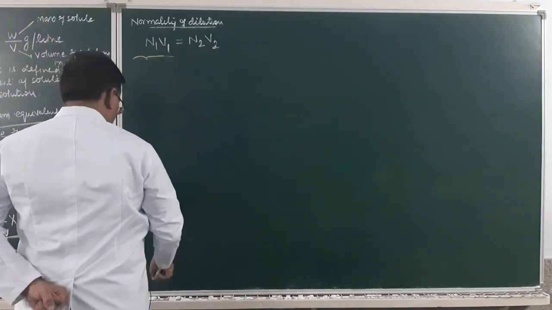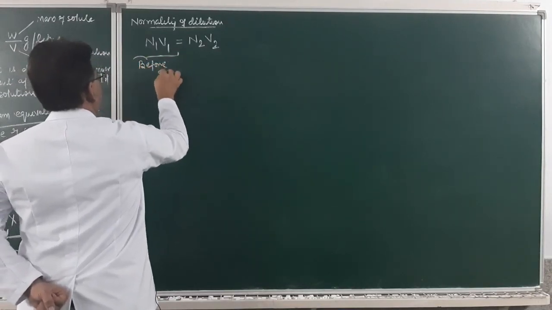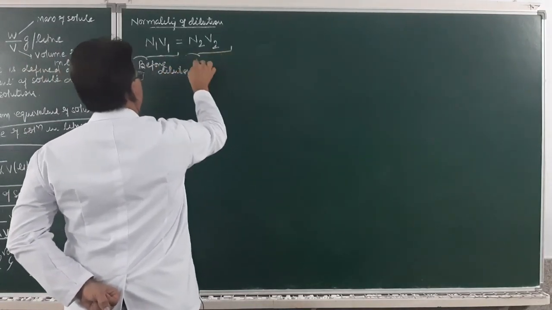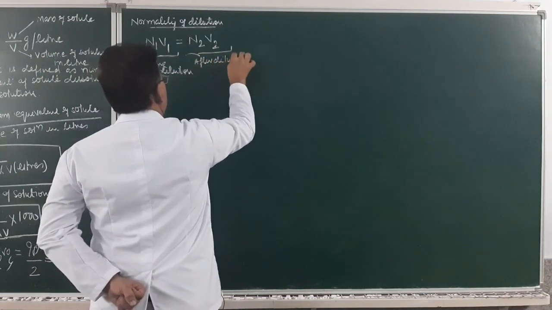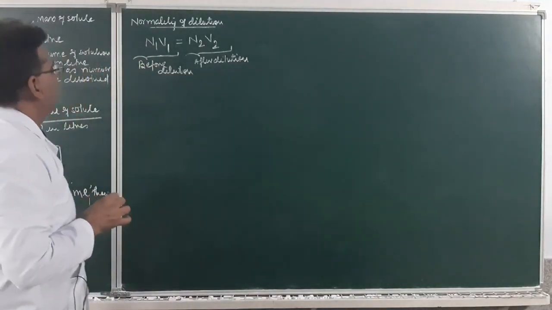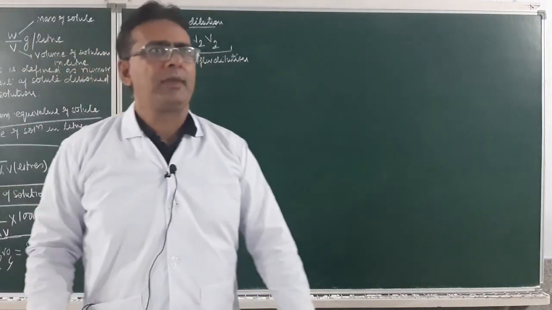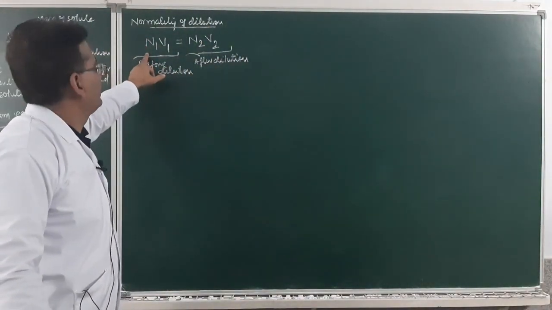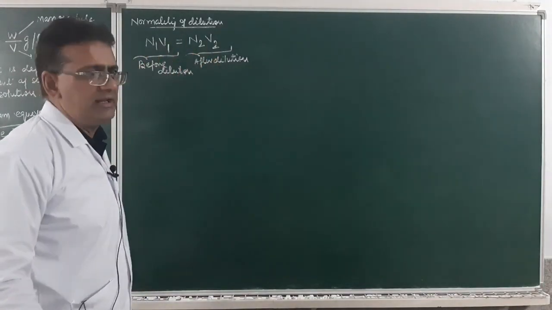This is before dilution. And then after dilution. Before dilution and after dilution. Am I clear? Suppose we have to prepare a normal solution of any acid. So we must know the standard normality of that acid, what strength we require, what volume we require, and what volume of this will be used.